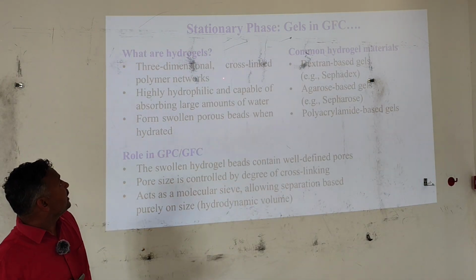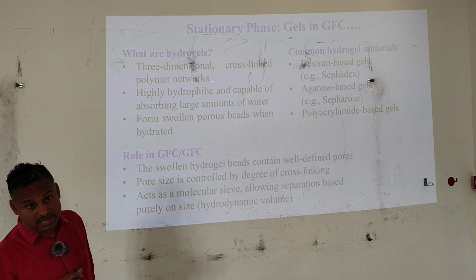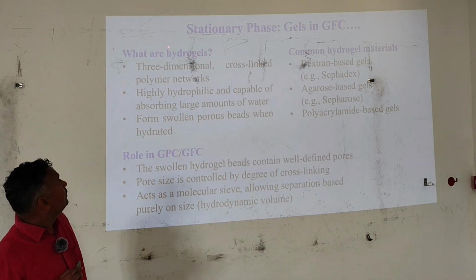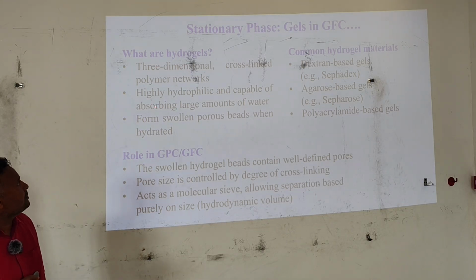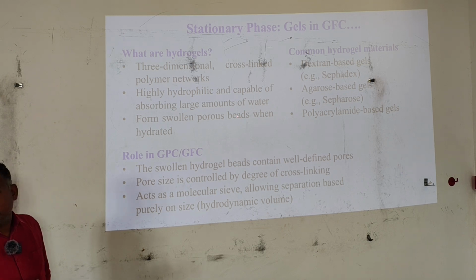What are hydrogels? Now I am coming to hydrogels. I already explained about aerogels. Hydrogels are three-dimensional cross-linked polymer networks, highly hydrophilic and capable of absorbing large amounts of water.